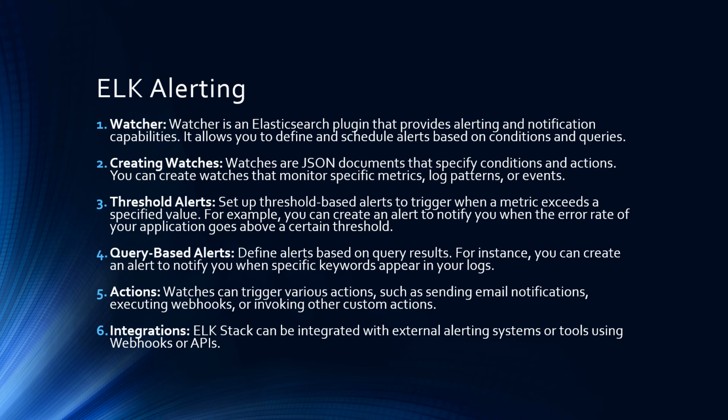One organization I advised initially struggled with alert fatigue until they refined their watch conditions to focus on truly actionable events. Threshold alerts are common, but the real power comes from combining multiple conditions. For example, you might want to alert only if CPU usage is high and response times are degraded, reducing false positives from normal high-load situations. Query-based alerts can be particularly powerful for detecting unusual patterns.